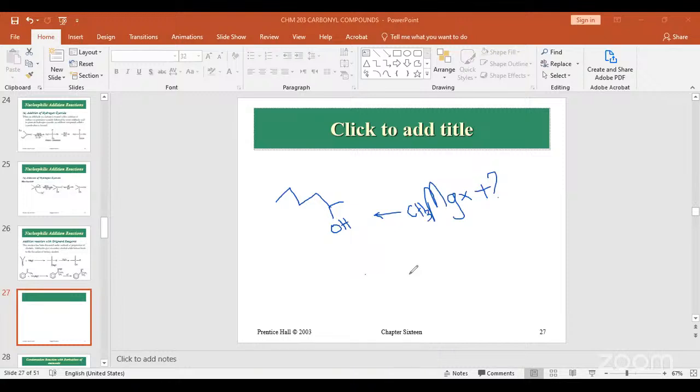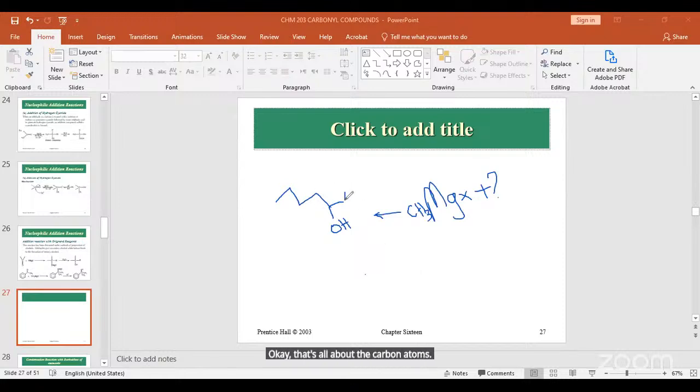Aldehyde, sir. You said aldehyde? Yes, an aldehyde. What is the name? You don't know which carbonyl; they just want the name of the carbonyl that was used. Probably hexanol. Pentanol, sir. Okay, no, let's number the carbon atoms.